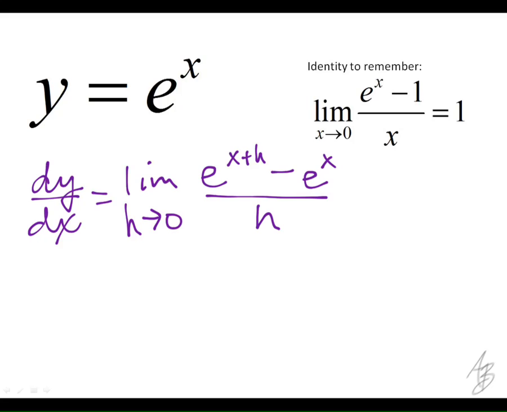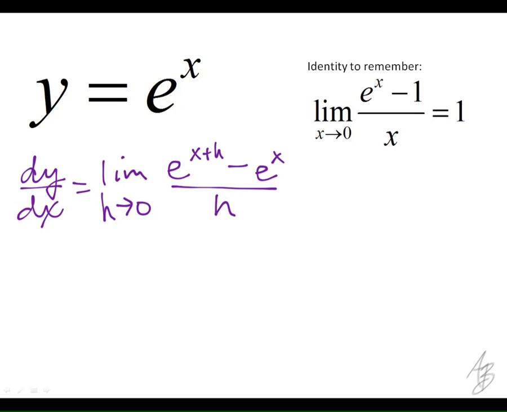And if we try direct substitution right now, we can see that plugging 0 in for h here will get e to the x minus e to the x, which is 0, all over h, which is 0. Direct substitution is not going to work, so we are going to have to rewrite this. So we'll use some properties of exponents here.